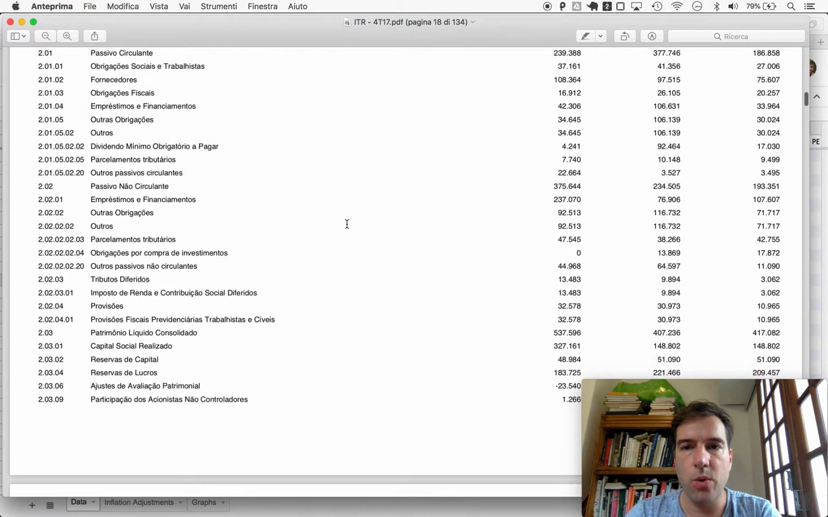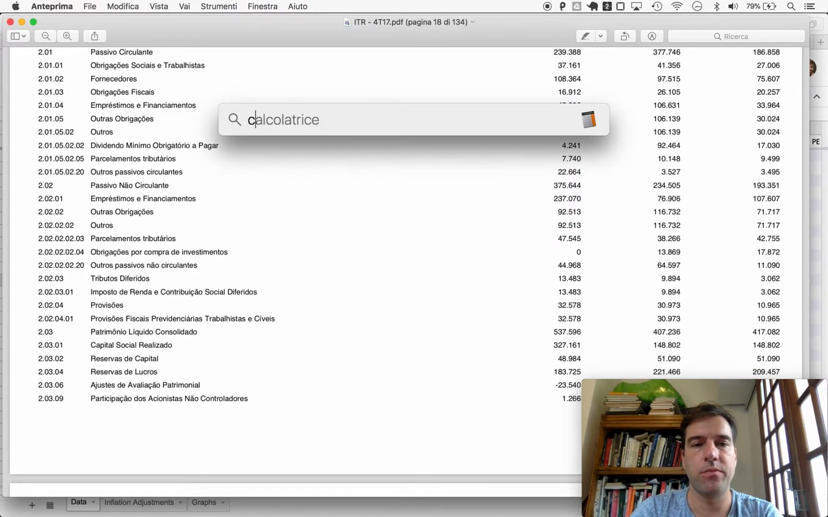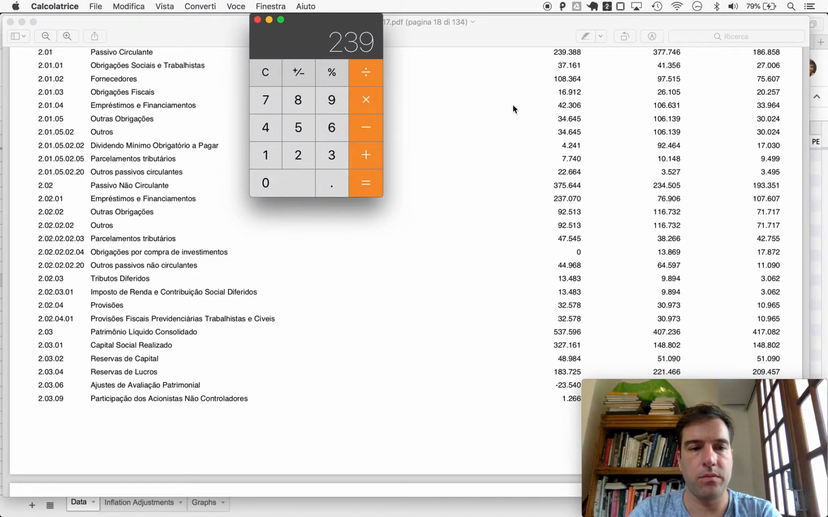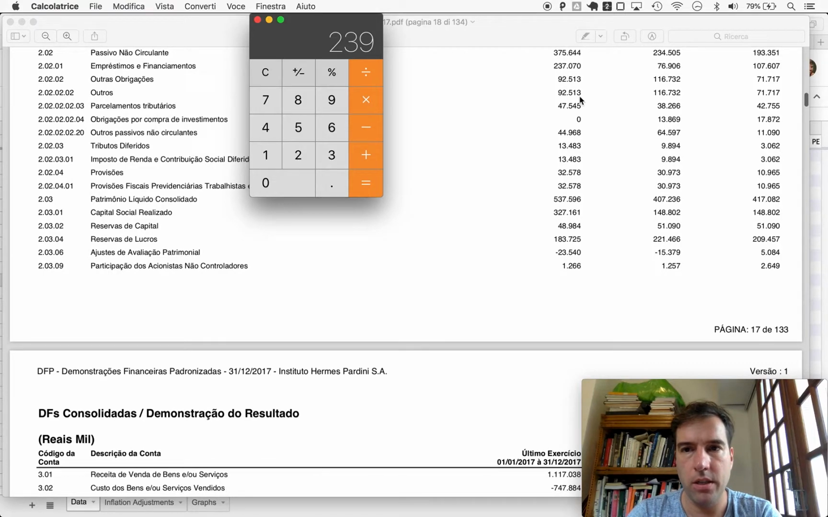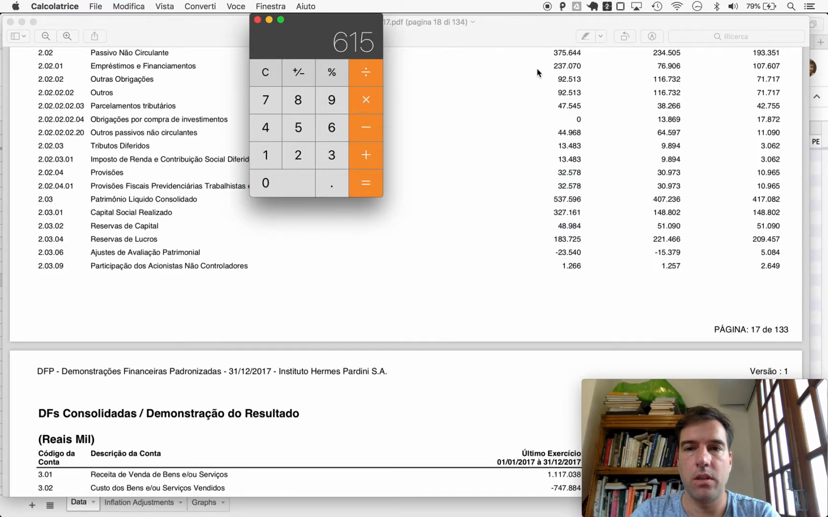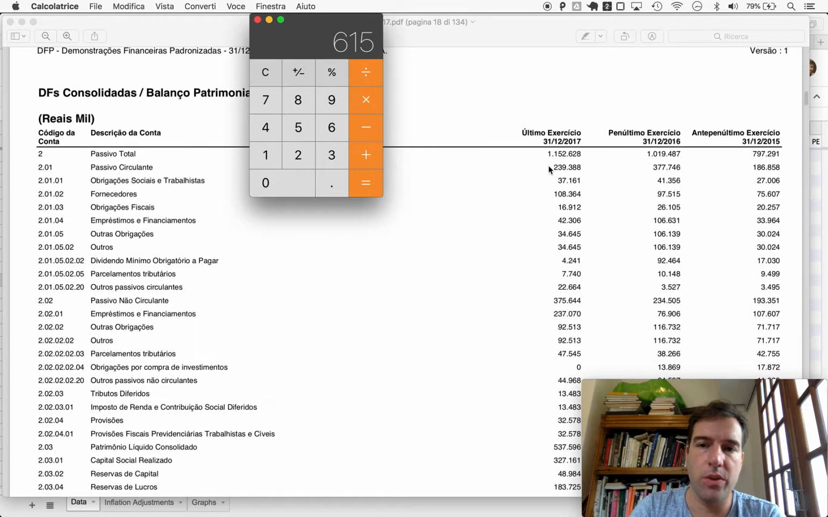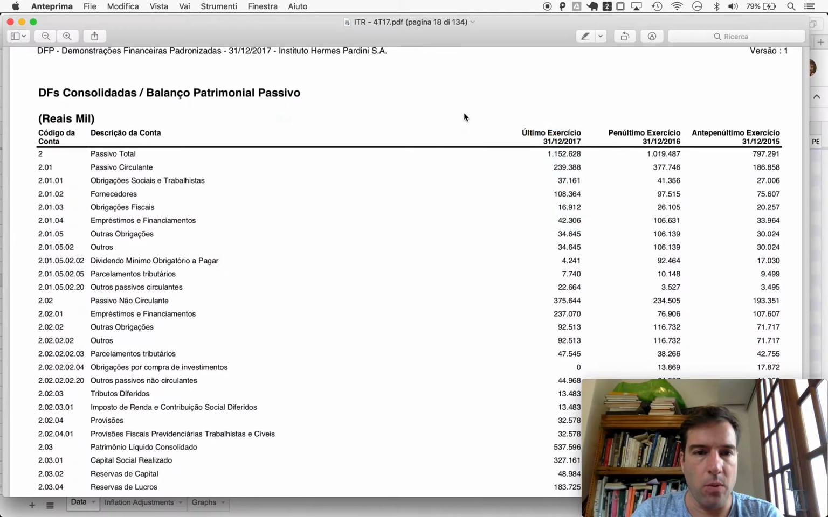What are their total liabilities? So here, current liabilities, 239. And non-current, 376. So as you can see here, their non-current liabilities have been escalating at quite a pace here. So 375 plus 239, 615. Onwards to debt.